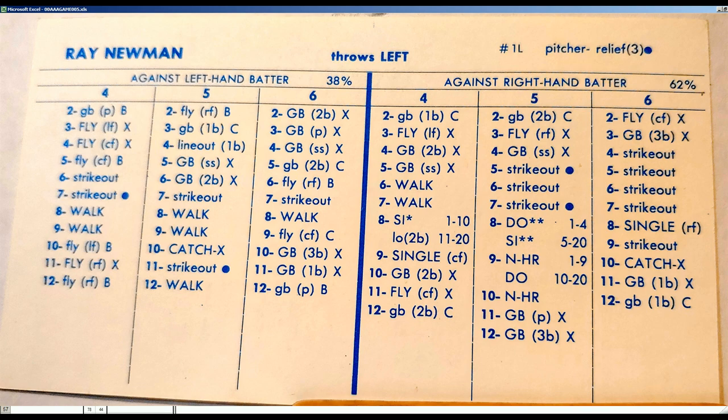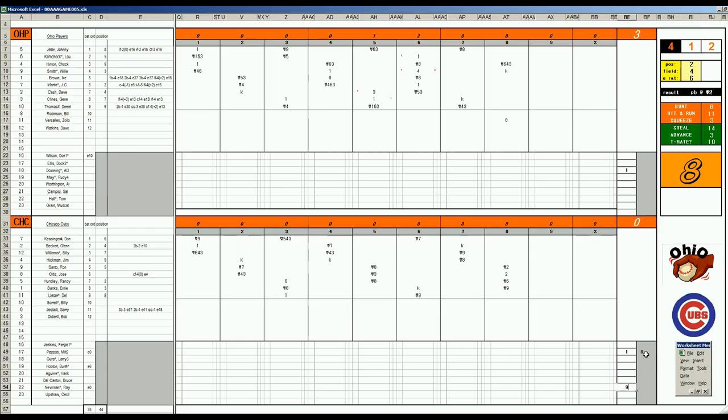He needs work. Ray Newman's going to come in, face Ike Brown, J.C. Martin, Dave Cash. Here's Ike Brown leading off the ninth. 48 is single 1-10, line to second. He gets a single. Batting for J.C. Martin will be the last guy on the bench, their backup catcher, Dave Watkins.